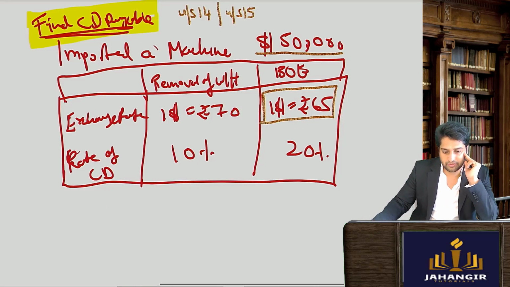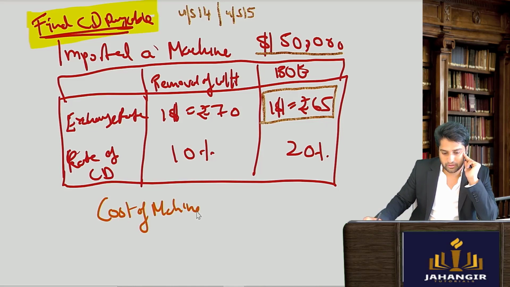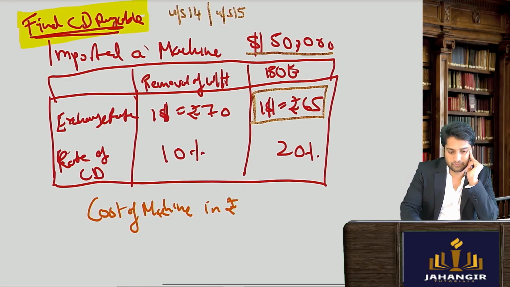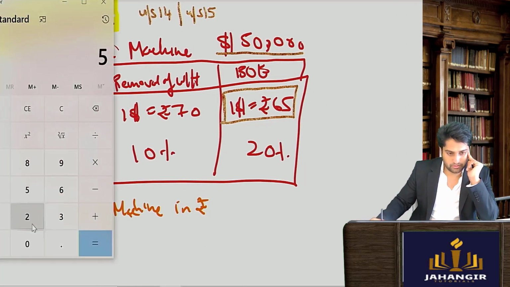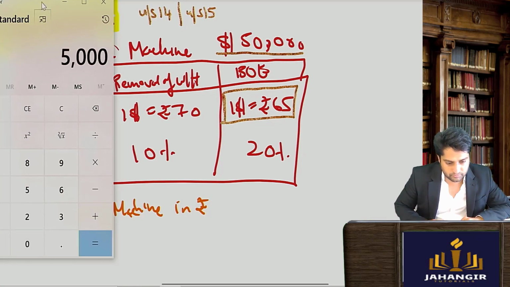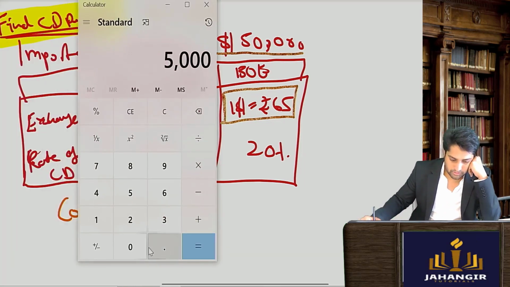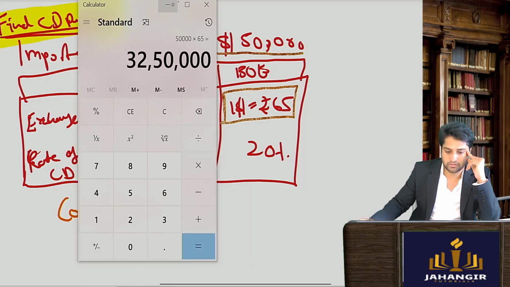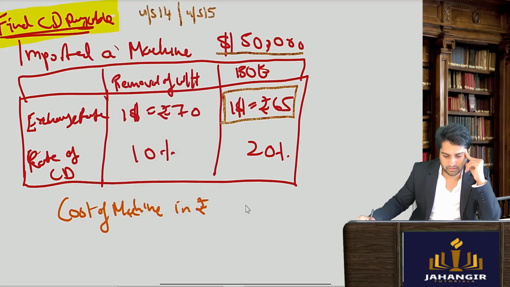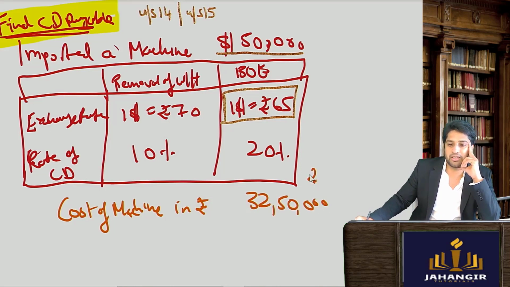So the cost of the machine in rupee terms will be how much? Your 50,000 into 65. So 32 lakhs 50,000. So how much does it come to? 32 lakhs 50,000 rupees is the machine, yes or no?